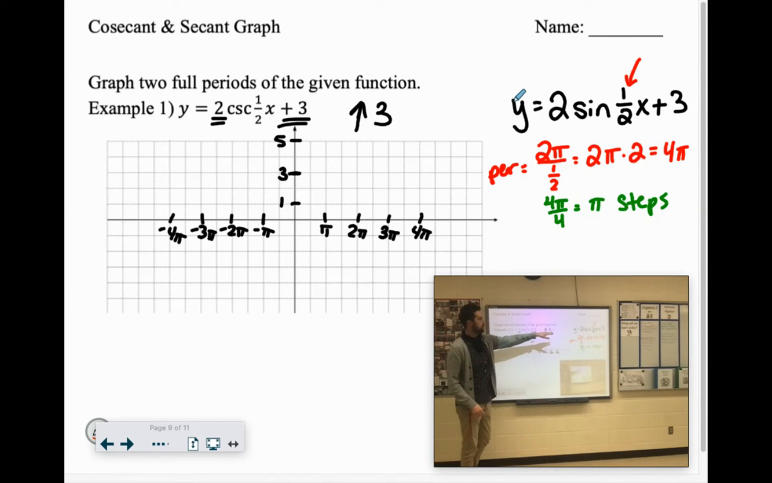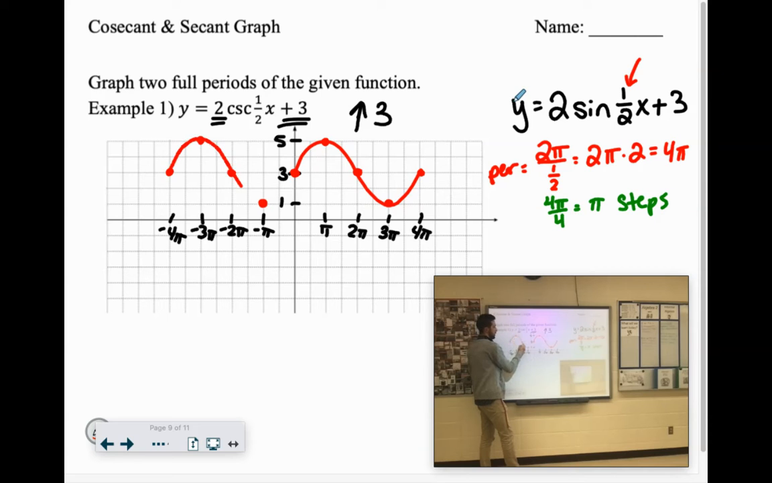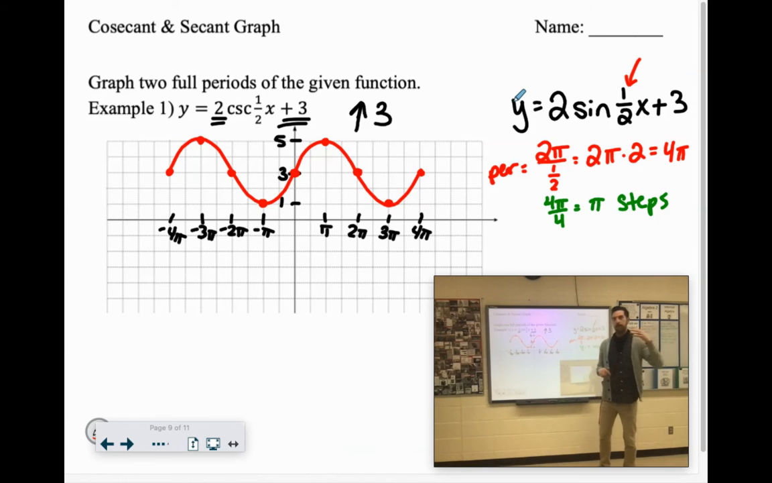So we're doing sine, which means starts in the center. So we're starting right at 3. And at pi, it'll go up to 5, 2 pi, back down to 3, 3 pi, to 1, and 4 pi, back to that center. If we took it back the other direction, negative pi will be at 1, negative 2 pi back at 3, negative 3 pi at 5, negative 4 pi back at 3. So this would be the graph for 2 times sine 1/2 x plus 3.